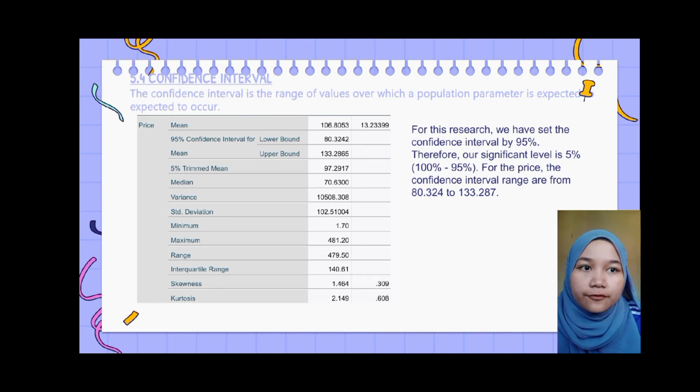Next is about confidence interval. The confidence interval is the range of values over which a population parameter is expected to occur. The confidence interval for price. For this research, we have set the confidence interval at 95%. Therefore, our significance level is 5%. For the price, the confidence interval range is from 80.324 to 133.287.